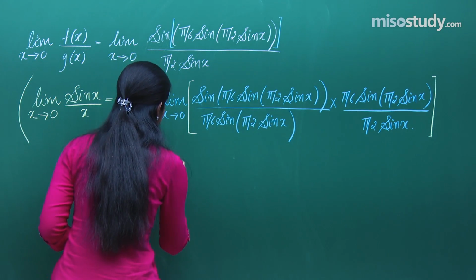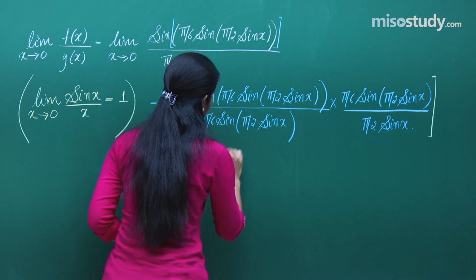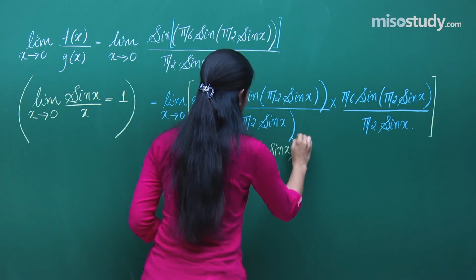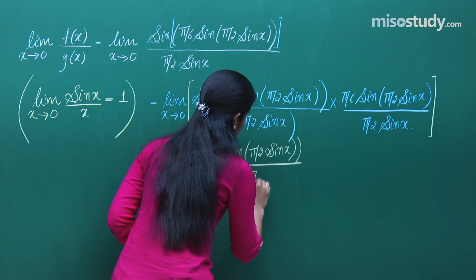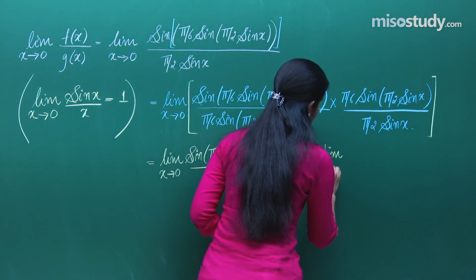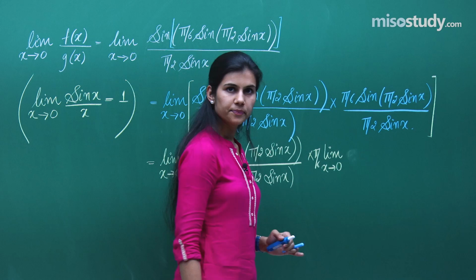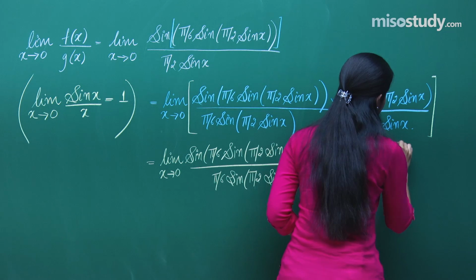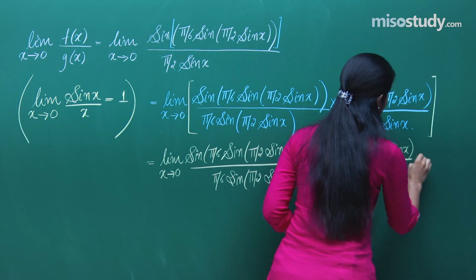So here I am going to have limit x tends to 0 of sine of pi by 6 sine of pi by 2 sine x, whole upon pi by 6 sine of pi by 2 sine x, multiplied by limit x approaches 0. Pi by 6 is just a constant, I can take it outside, and then you're left with sine of pi by 2 sine x whole upon pi by 2 sine x.